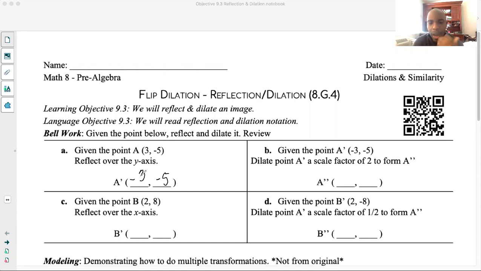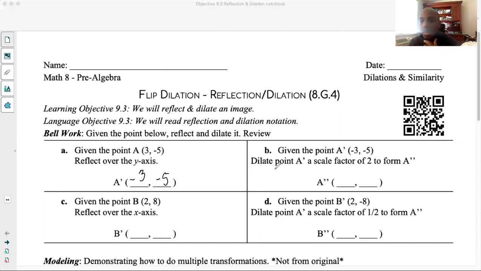All right. Now, if you look at B, right, we're given a new point here. We're given the same exact point that we had, -3, -5, and we're asking that you dilate this. Keep in mind for the bell work, if you wanted to just pause it and knock them out and then just check and fast forward to where the answers are, that's perfectly fine.